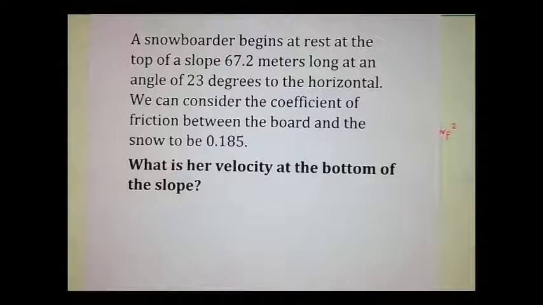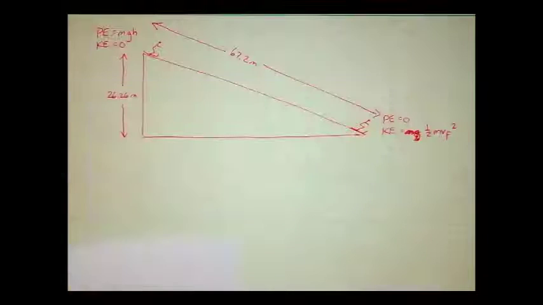Again, we have solved this problem previously using Newton's second law to find the acceleration of the snowboarder, then using the kinematics equations to find her final velocity. But I want to show you now how we can use energy methods with friction to solve this problem. The setup for this problem is the same as it was in the previous problem.